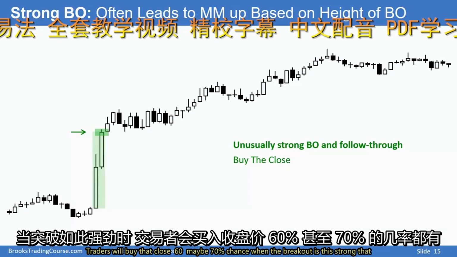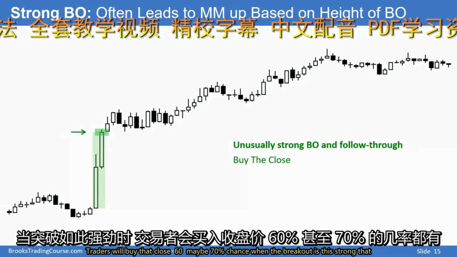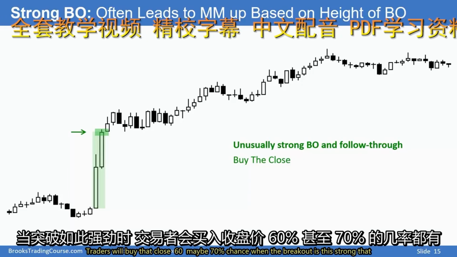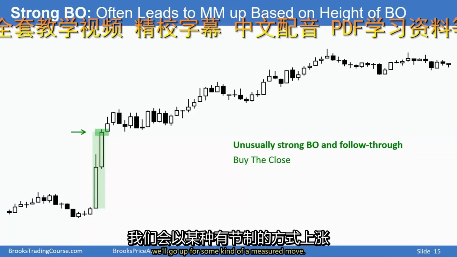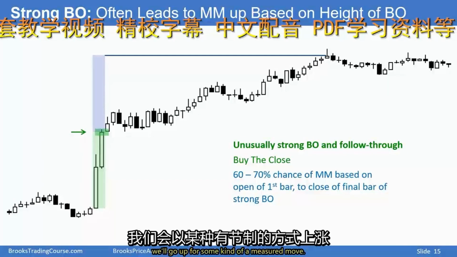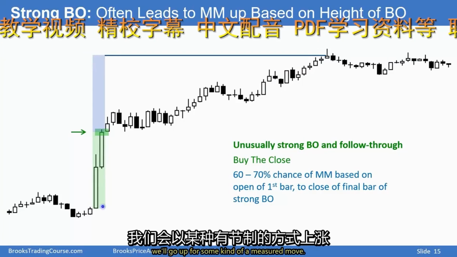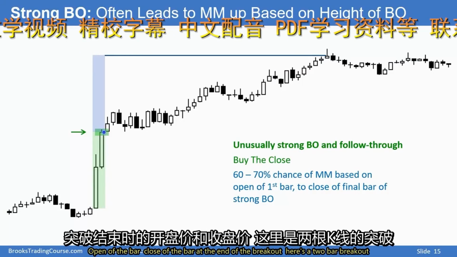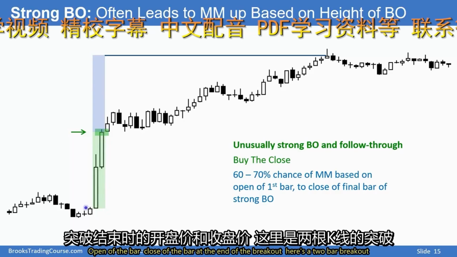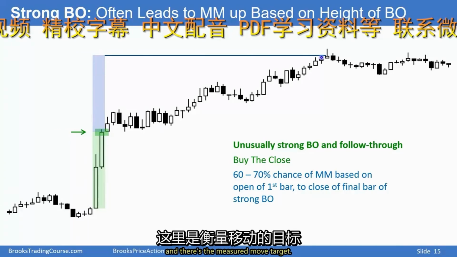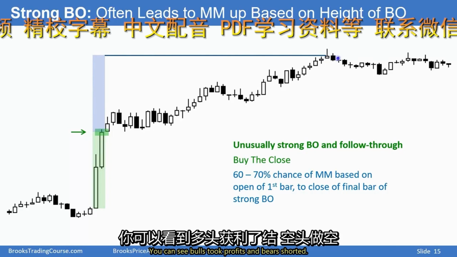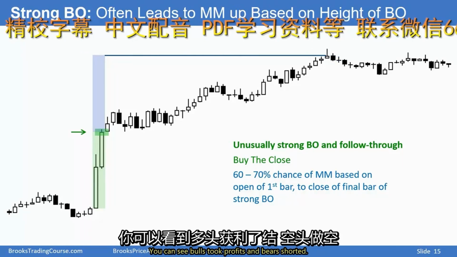Traders will buy that close. 60, maybe 70% chance when the breakout is this strong that we'll go up for some kind of a measured move. Open of the bar, close of the bar at the end of the breakout. Here's a 2-bar breakout, and there's the measured move target. And you can see bulls took profits and bears shorted.